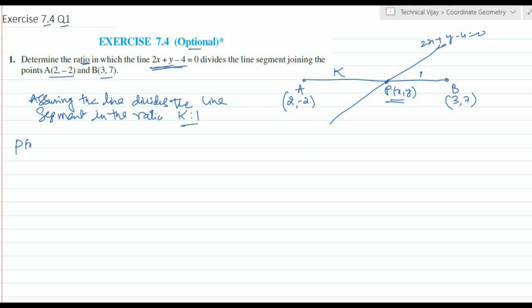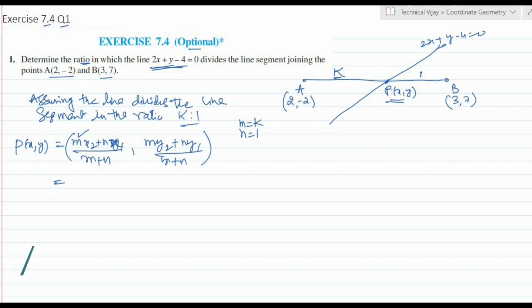So P of (x, y) is equal to: for the x coordinate, (m x2 plus n x1) divided by (m plus n), and for the y coordinate, (m y2 plus n y1) divided by (m plus n). This is the formula. Here we substitute m is equal to k and n is equal to 1.